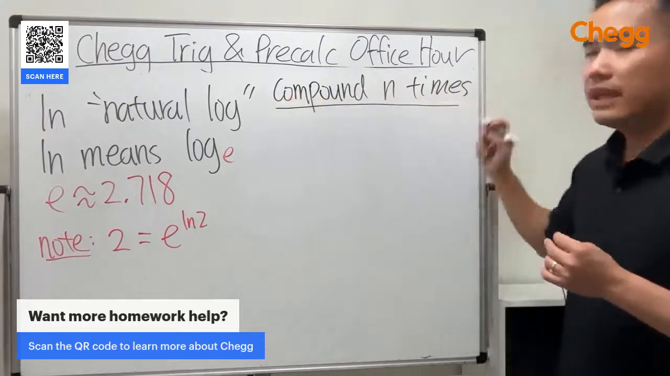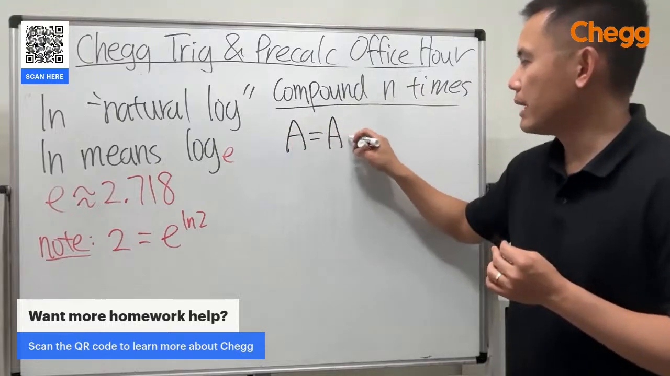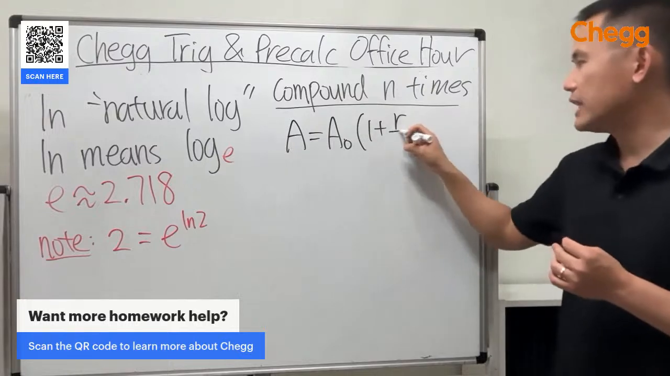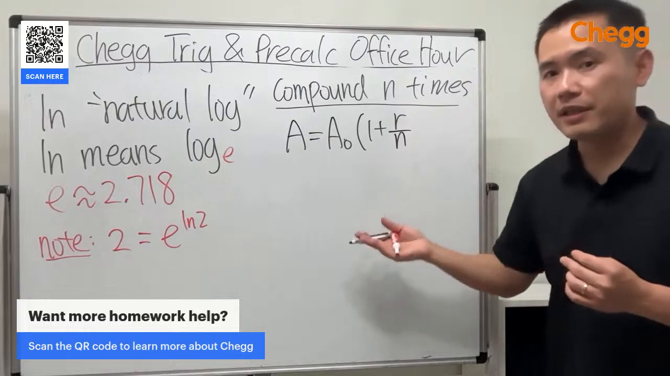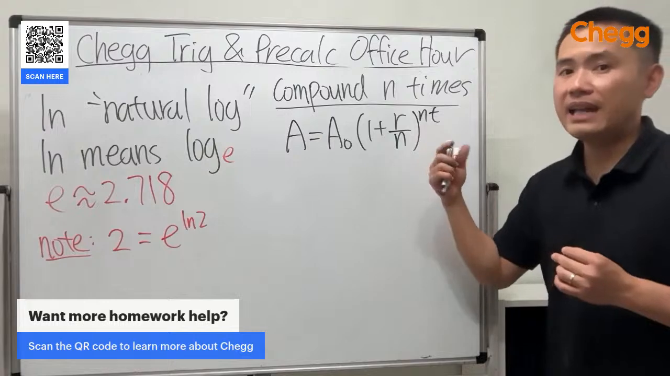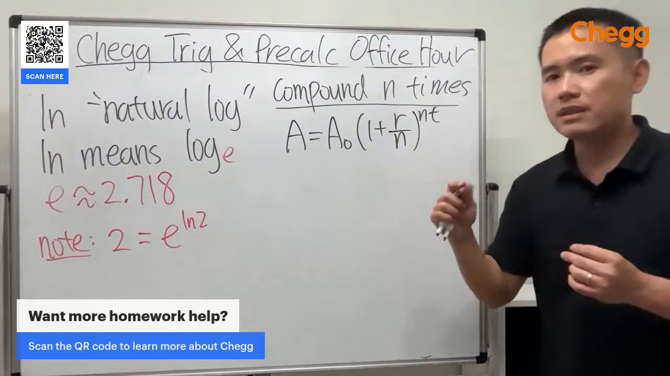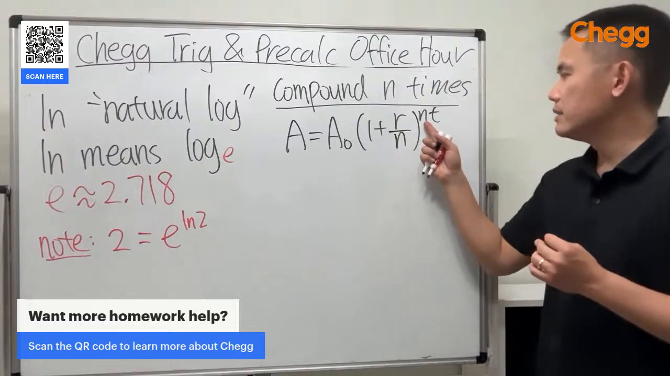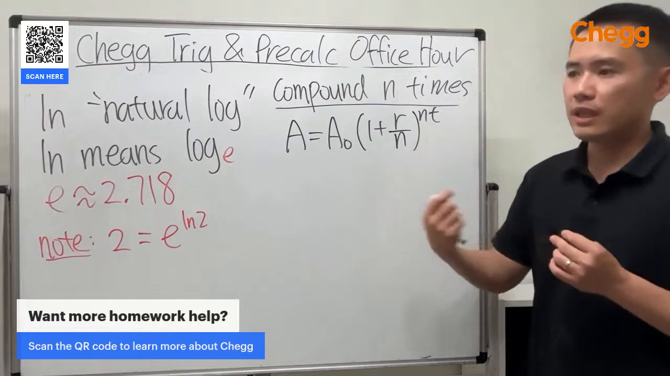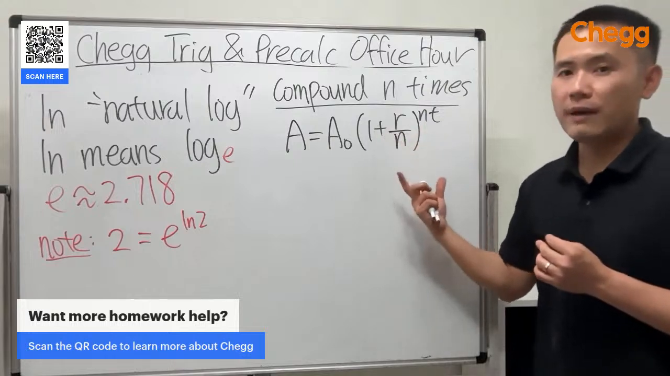If you compound something n times, then you end up with this. The amount equals the initial amount times 1 plus the rate divided by however many times you compound in a year, raised to the total number of times that you are considering the compound. So it's nt. Let's say if you compound 10 times a year, and then t is equal to 3, that means 3 years. Here, it will be 30 because you are doing the compounding thing 30 times. So this is the compound interest formula.